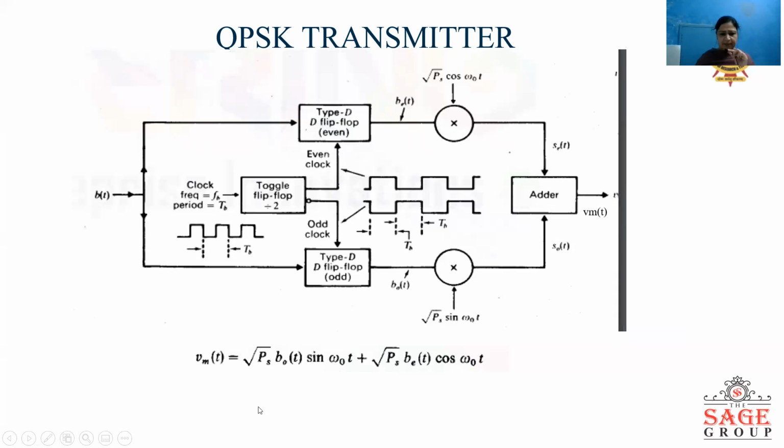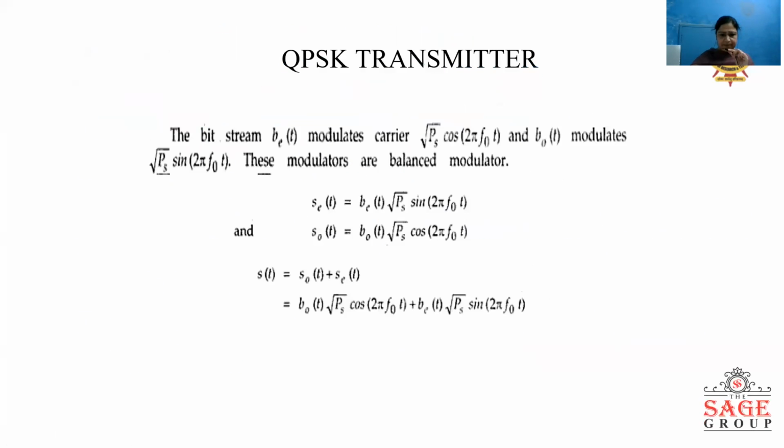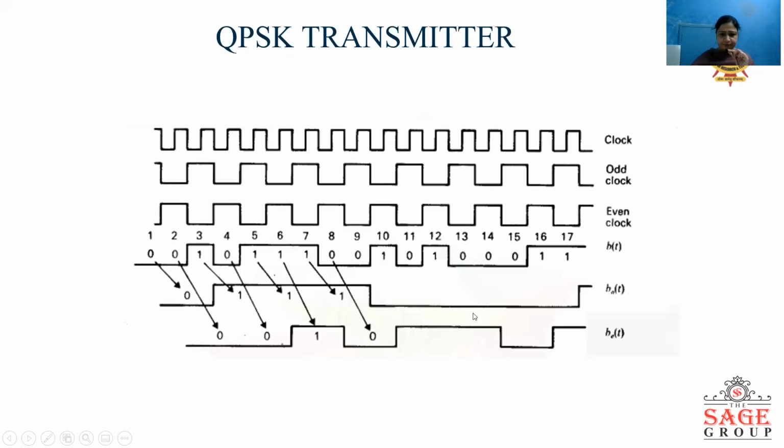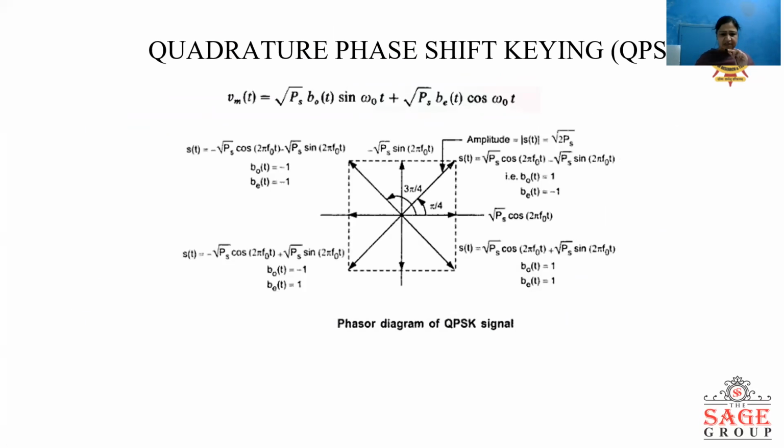So VMT can be given as root PS B0T sin omega naught t plus root PS BET cos omega naught t. So here we have seen ST, which is the resultant QPSK signal, is generated by the addition of S0T and SET, which is given by this expression as discussed earlier. Now we'll see the phasor diagram of the QPSK signal.